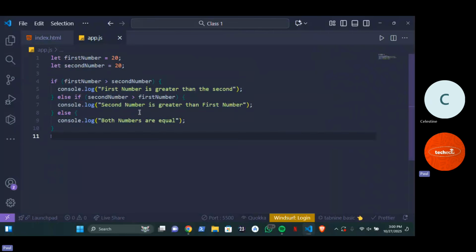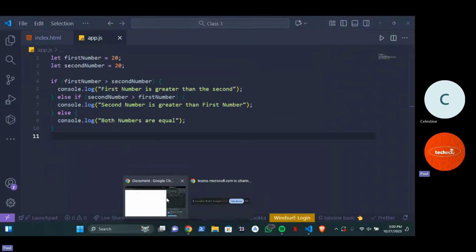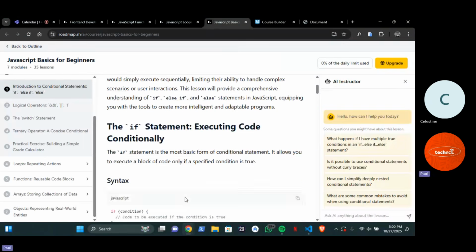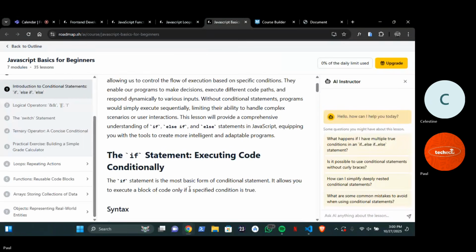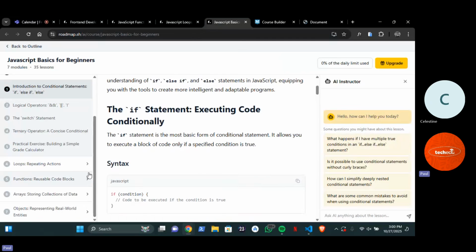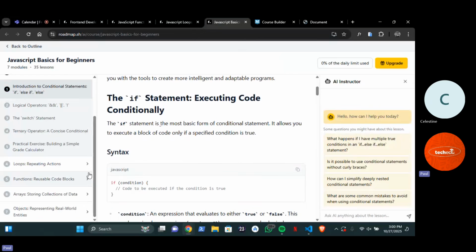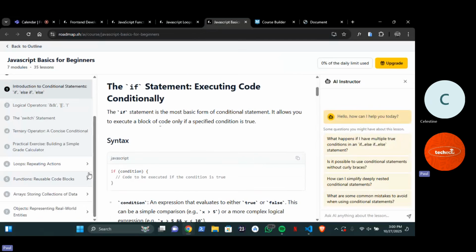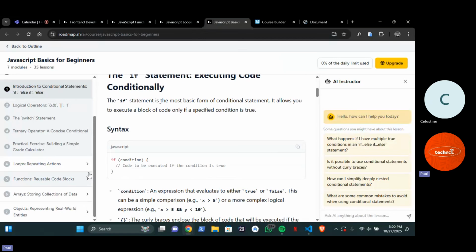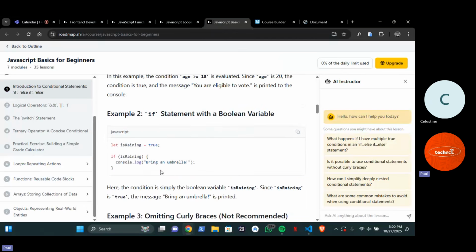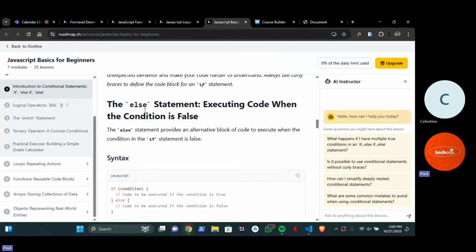So now this is basically what your if, else if, and else is talking about. So moving on. Now, the if statement, executing code. The if statement is the most basic form of conditional statement. It allows you to execute a code or block only if a specified condition is true. Like I said, if this condition is true, this code is going to be executed. If the condition is false, it is going to move on to the next one, which is going to be your else if or your else.